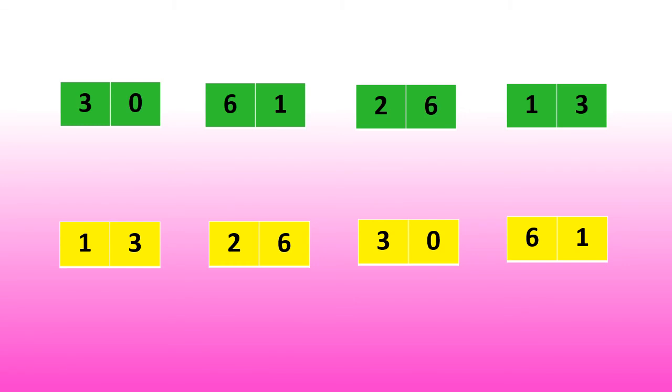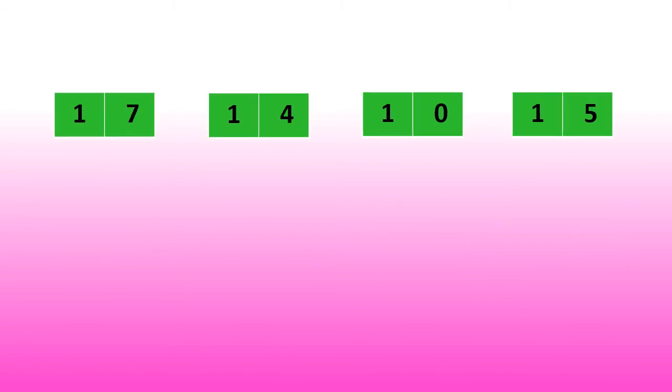Now let's take a look at another example. Now let's read these numbers together. 17, 14, 10 and 15. So now what will we do to find the smallest number? Yes, we will compare the digits at the tens place. But here we can see that each number has 1 ten. So now what will we do?